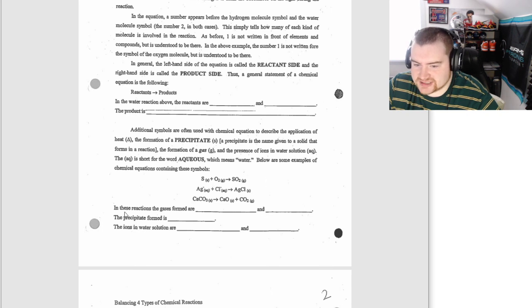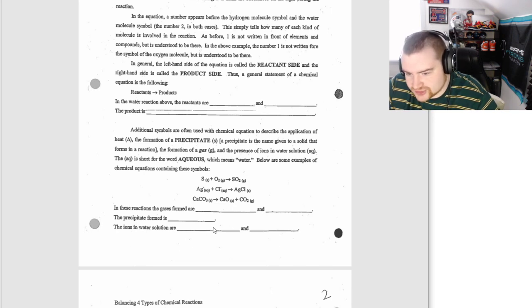So with this, it asks, in these reactions, the gases formed are what? So we're going to look for gases that are formed. If they're formed, they have to be on the right side of the arrow, right? So SO2 is formed and CO2 is formed. Why didn't I say oxygen? Because it's part of the reactants. It's not formed from the reaction. So it's just SO2 and CO2. For the precipitate that is formed, you would have AgCl and CaO as precipitate.